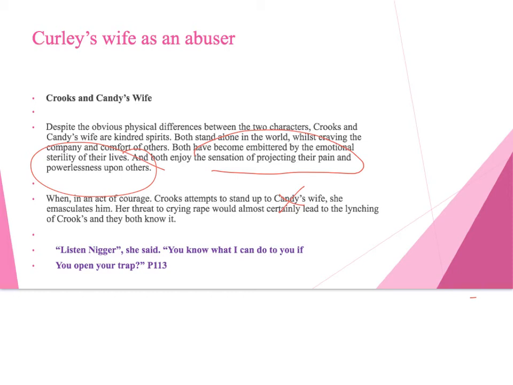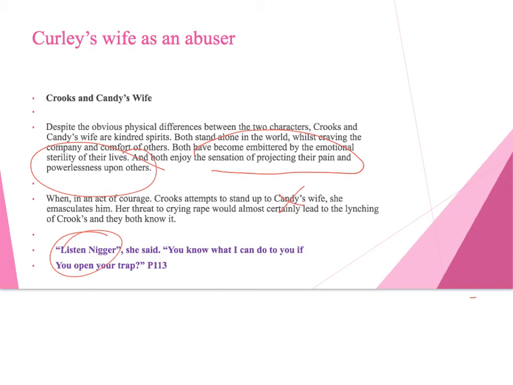She suggests that she could cry rape. And look, she says, "Listen, nigger, you know what I can do if you open up your trap." She doesn't even have to say the word lynching. She doesn't have to say the word rape. It's tacit, it's understood. Look at the imperative verb, "listen," as well as that terrible, terrible insult. So she needs to re-establish the power, and she does it through fear, and she does it through violence.